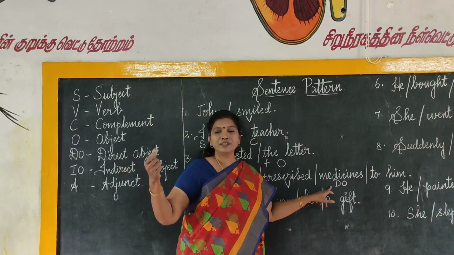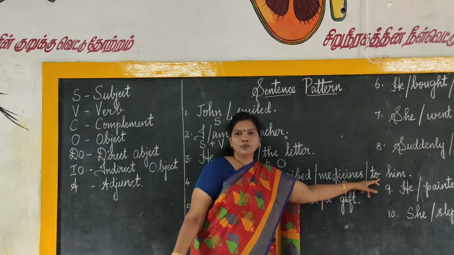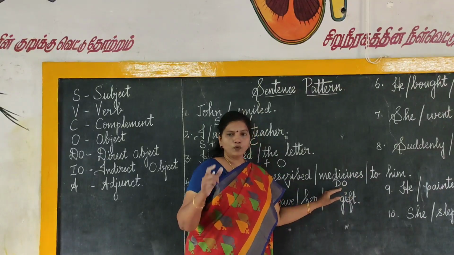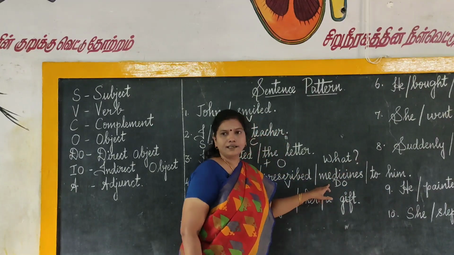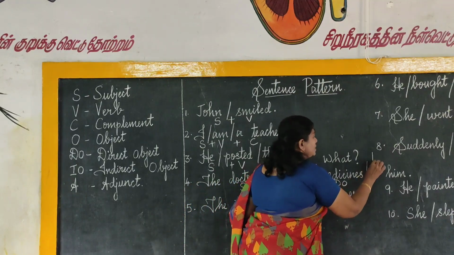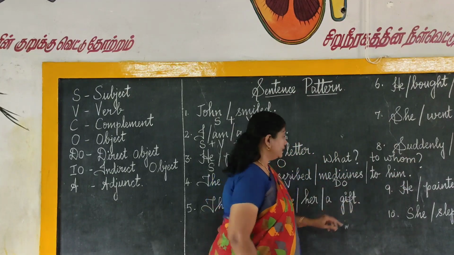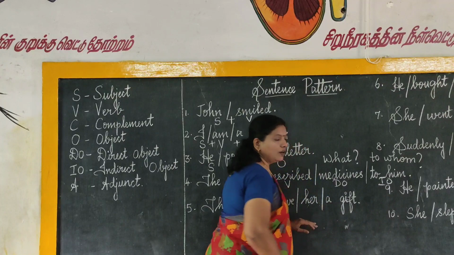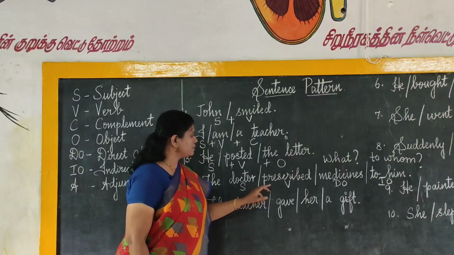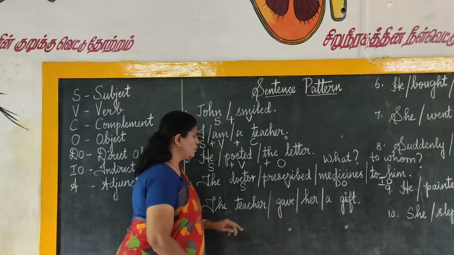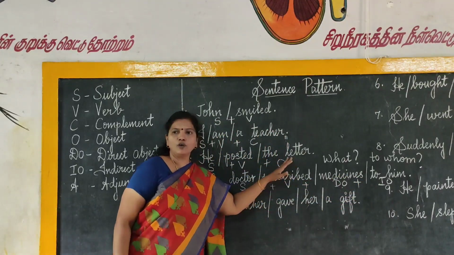To whom did the doctor prescribe the medicines? To him, to someone, to the patient, right? So this becomes indirect object. What did he prescribe? When we get an answer for the question what, then it is direct object. When we get an answer for the question to whom, then it becomes indirect object. Are you able to understand? Okay. So the sentence pattern is S plus V plus DO plus IO. That is the sentence pattern of this sentence.